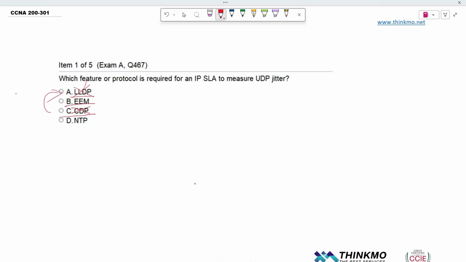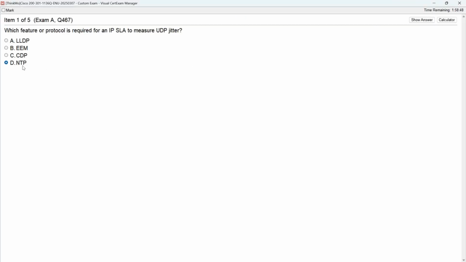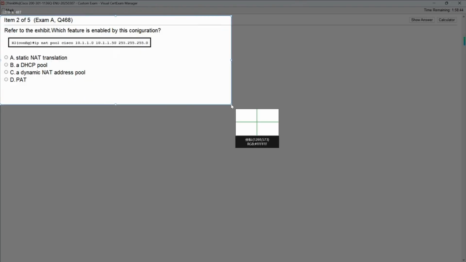It's essentially an event manager, right? It's an event trigger, so we can eliminate options A, B, and C. The correct answer is D. UDP is used to synchronize the clocks of network devices, so the correct answer is D. Let's look at the correct answer, D. All right, question 2.